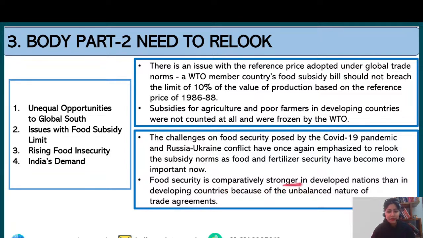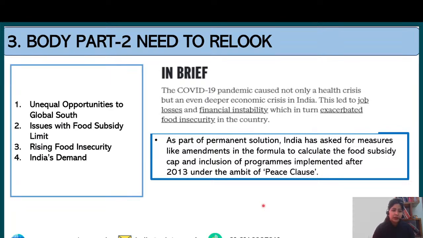Food security is comparatively stronger in developed countries than in developing countries. Developing countries are more vulnerable to food insecurity or food scarcity. Hence, this unbalanced nature of trade agreements has to be done away with. Then finally, India's demand. India has been demanding that this peace clause, which is an interim measure, should be converted into a permanent measure. That means India should be allowed to provide food subsidies without having to bring them down or without the fear of breaching that limit.